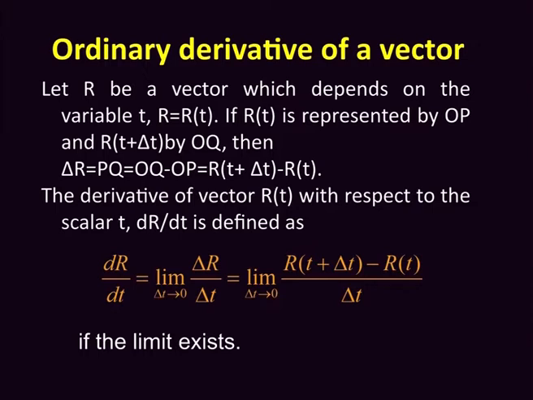The derivative of vector R(t) with respect to the scalar t, dR/dt, is defined as dR/dt = limit as Δt tends to 0 of ΔR/Δt, which is equal to the limit as Δt tends to 0 of [R(t + Δt) minus R(t)] upon Δt. That is the rate of change of R with respect to t, when the limit exists.